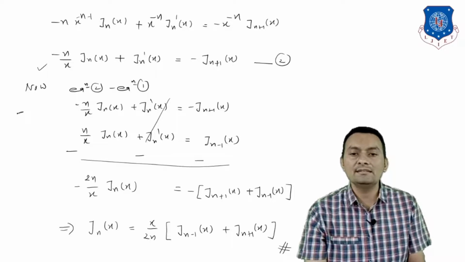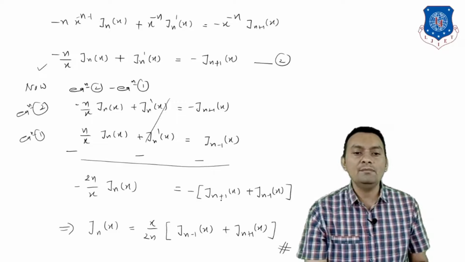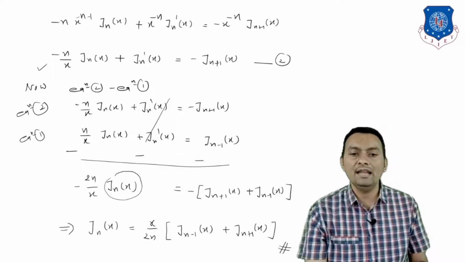So I have written that this is equation number 2 and this is equation number 1. Now you need to subtract, so in that case this will cancel out. So we will have minus 2 times n by x Jn x is equal to minus J n plus 1 x plus J n minus 1 x. Already we have taken that minus common, so minus minus will cancel out, and if I make Jn x the subject, we will have x divided by 2n times J n minus 1 x plus J n plus 1 x. So this is the required result.